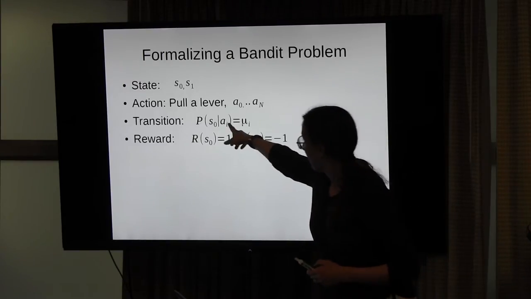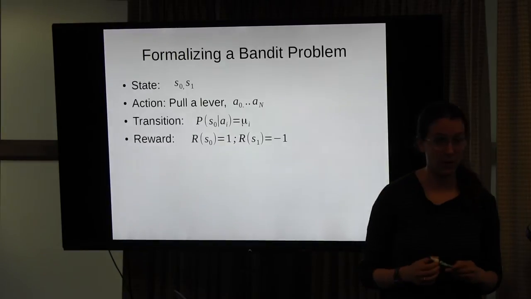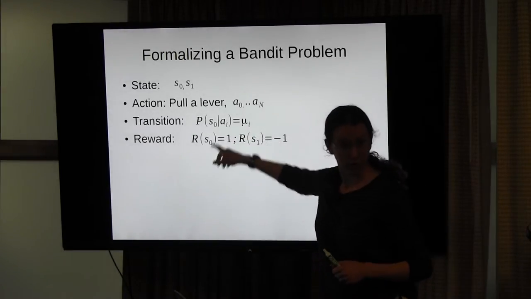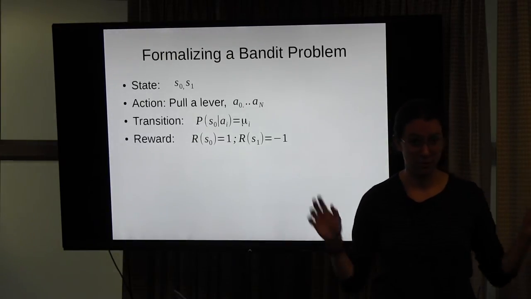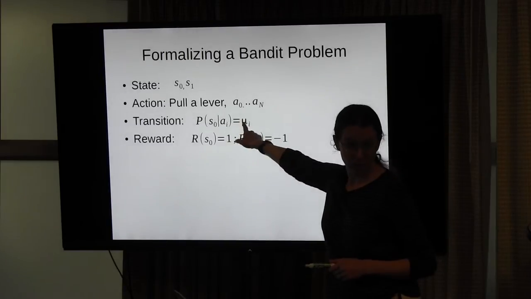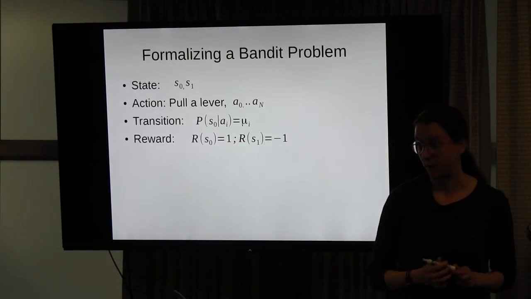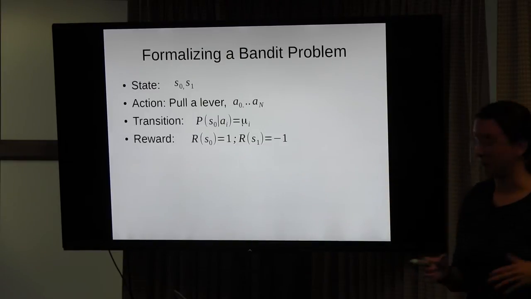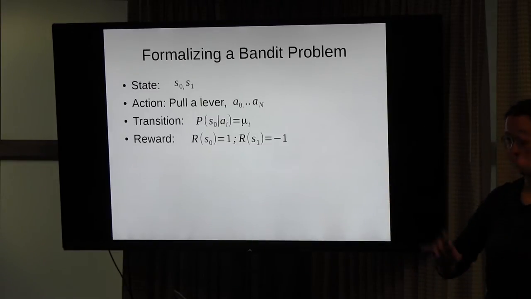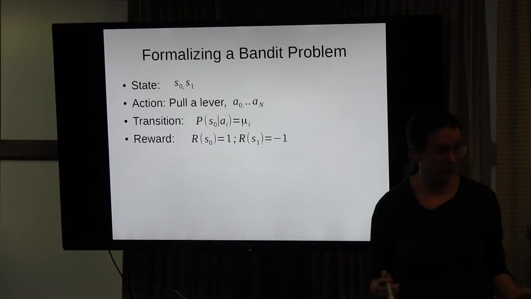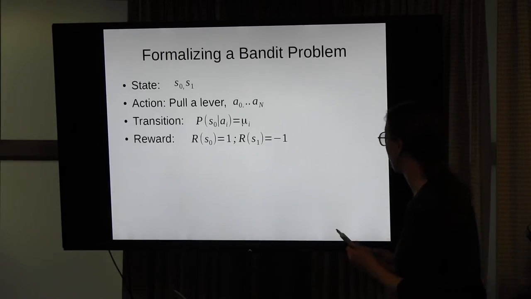So your transition doesn't depend on your current state. It just depends on the action that you take. In a regular MDP, this would be the action and your current state, but here it doesn't matter. It just ignores it. Based on what action you decide, mu is the parameter of the slot machine. It could be a multinomial, like in real slot machines where you get three cherries or something and different amounts of payoffs. For today, we're going to keep it really simple.